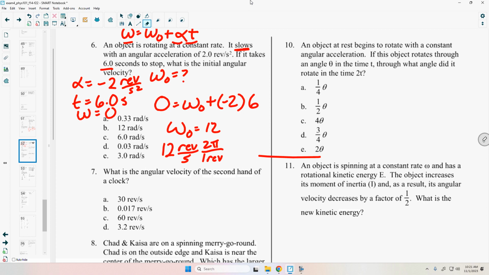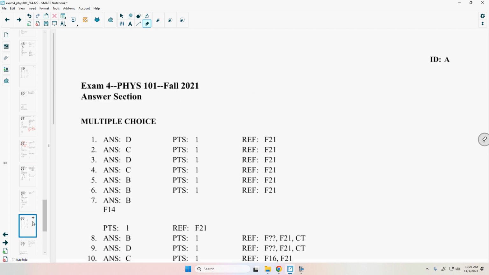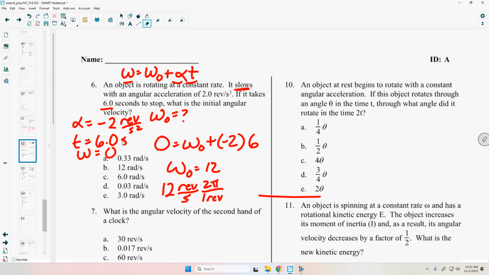What's the answer in the back? Do you have it? Let's see, number 6. B. Yeah, I must have either changed the units or changed the question somehow. But this would be about 12 times 6, about 70 radians per second. I don't think that I had any like that where you just have to look at the units to know what the answer is.